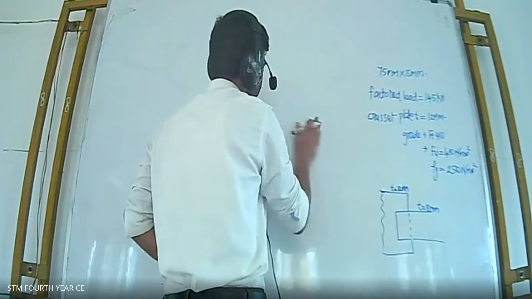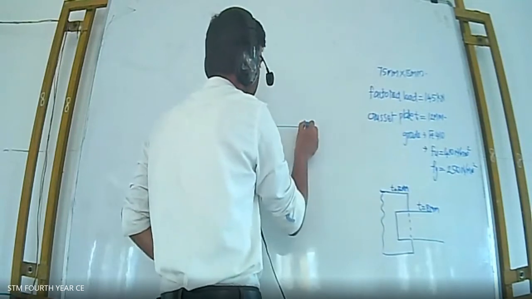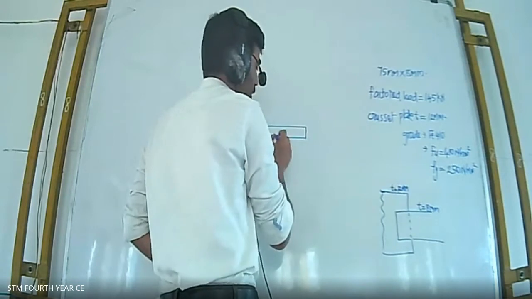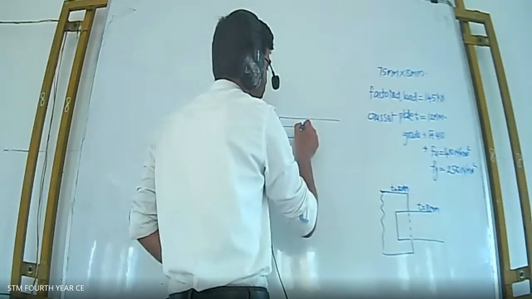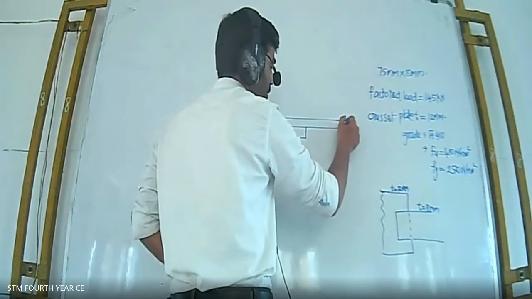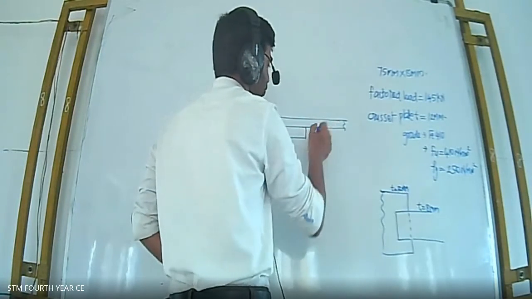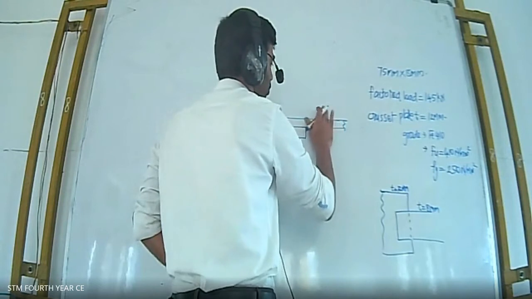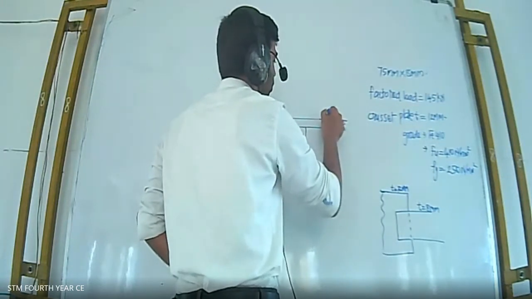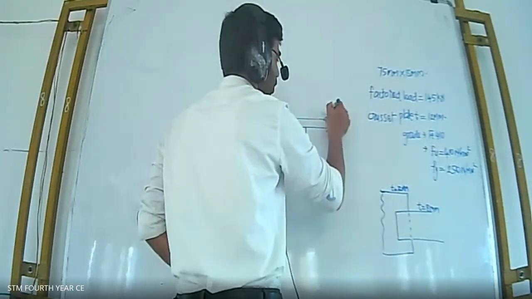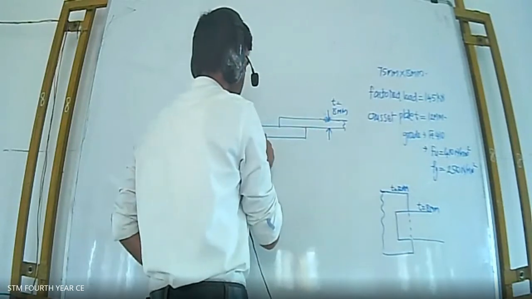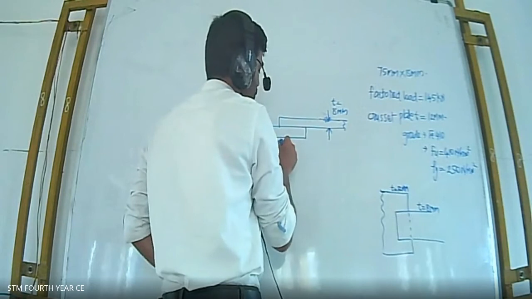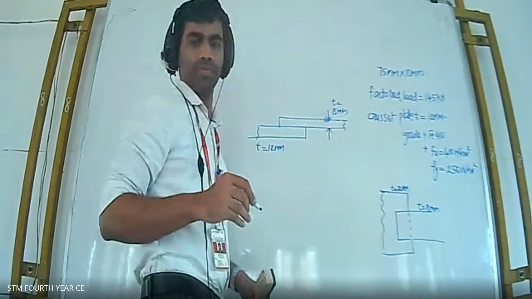So here we will have a gusset plate like this. A gusset plate will be with us. Here, a tie member with a thickness of 8 mm and a gusset plate with a thickness of 12 mm. So this will be the condition.